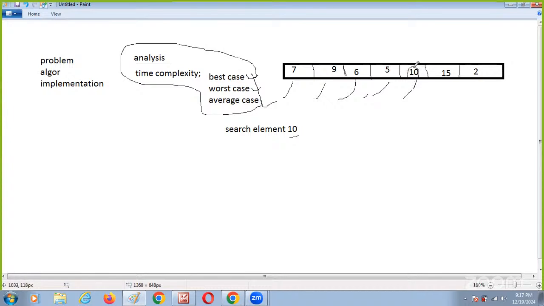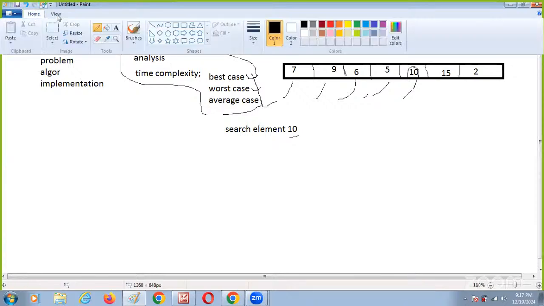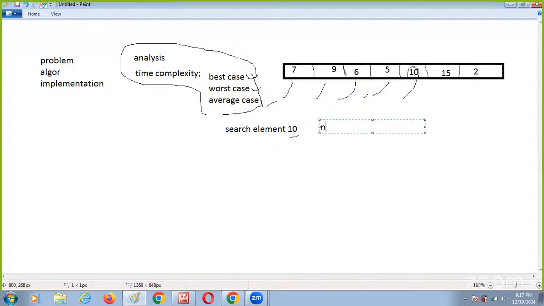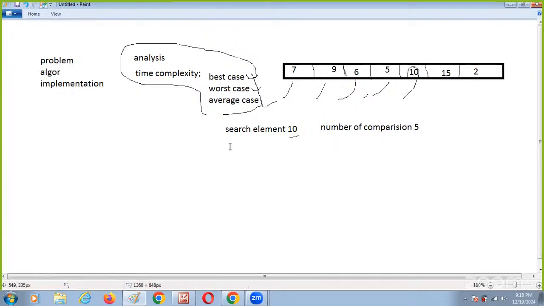So how many comparisons are required? How many comparisons has it taken? 1, 2, 3, 4, 5 comparisons. In order to search for element 10, the number of comparisons is 5.